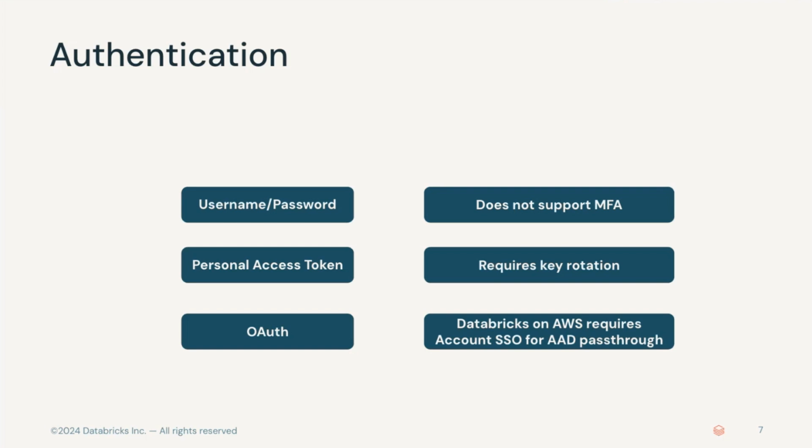But the third method, which probably everybody will use, is OAuth. Since everybody here is on Azure, what you're using is actually AAD. And no, it's on AWS, right? Yeah. We'll skip that bit. Basically, right now, if you are using Databricks on AWS, you can also use AAD pass-through if your identity provider is Azure Active Directory.